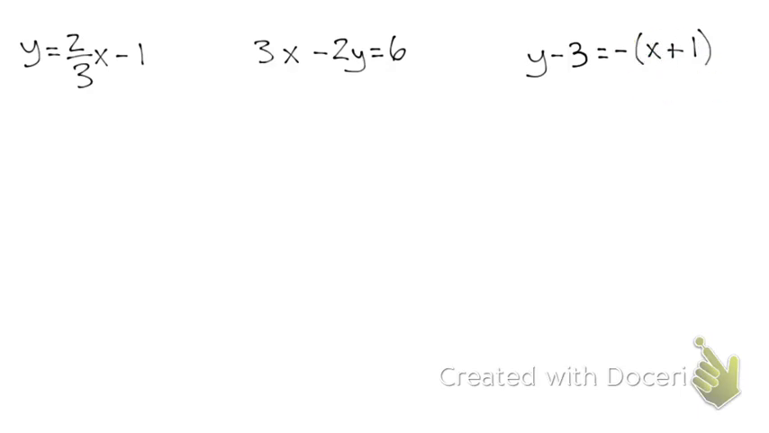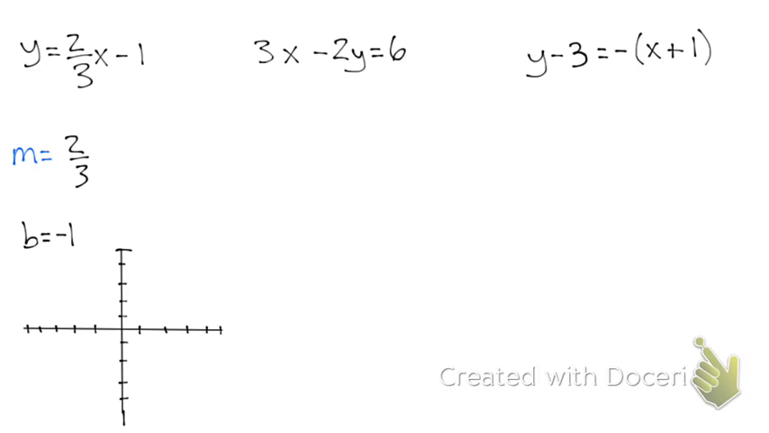So we'll start with the first one, y equals 2/3 x minus 1. We have to identify 2 things, our m, which is our slope, 2/3. Our b value, your y-intercept, is going to be negative 1. So when you graph this, you're going to have your initial dot at -1 on the y-axis. So down here, you have your first dot.